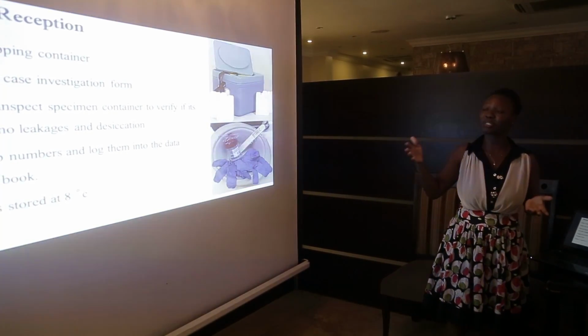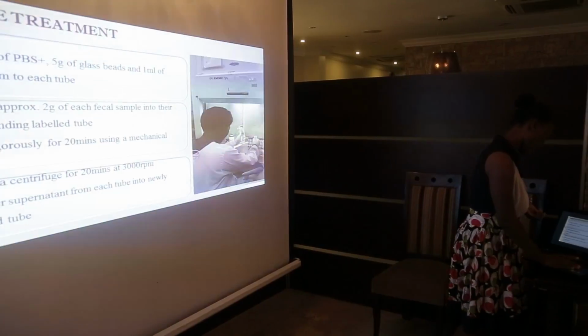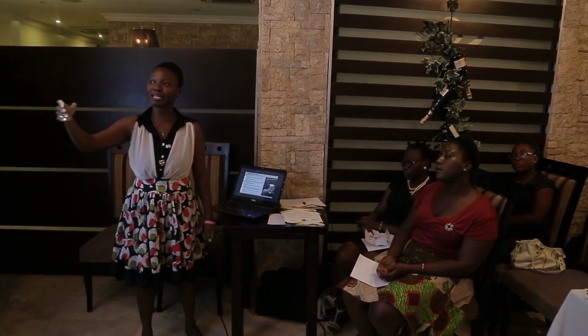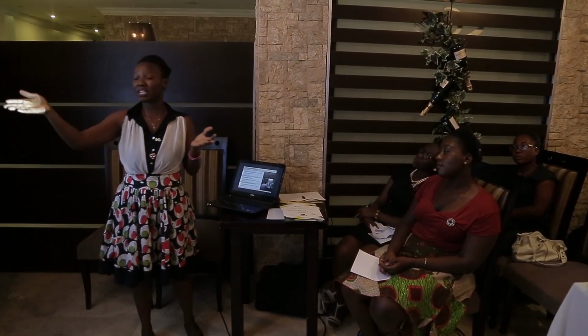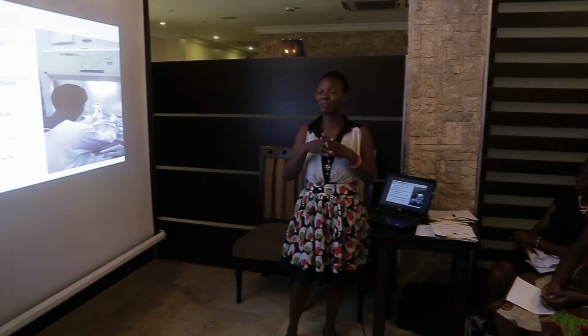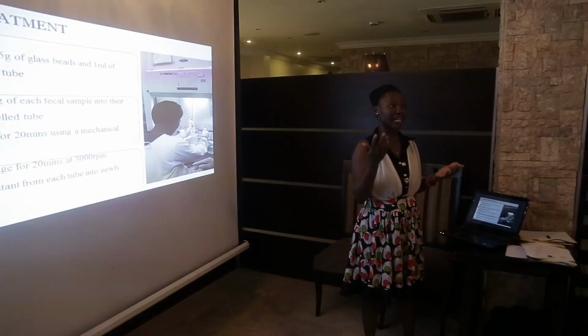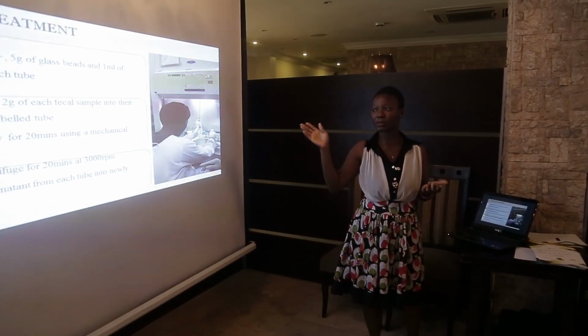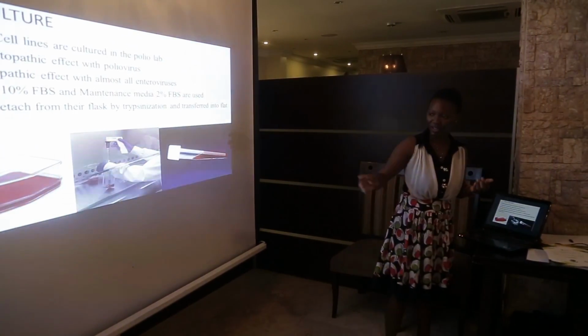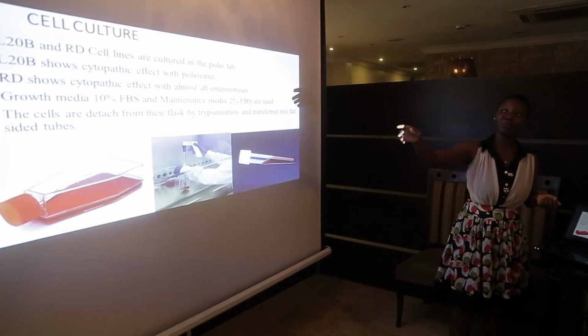But if we are ready to work on it, we send them to the hood and then we start. So we add 9 milliliters of PBS plus, that's phosphate buffered saline containing magnesium and calcium, which stabilizes our virus. And then we have chloroform, streptomycin, and other antibiotics to help kill any microorganism present in the sample. Then we transfer 2 grams of each fecal sample into the corresponding labeled tube. Shake vigorously for 20 minutes by mechanical shaking. Then after that, we do centrifugation for 20 minutes at 3,000 revolutions per minute. The supernatant is then transferred into labeled tubes and then we start with our inoculation.